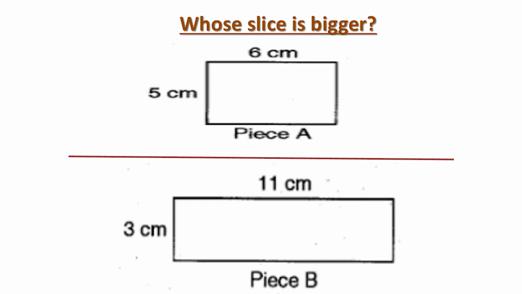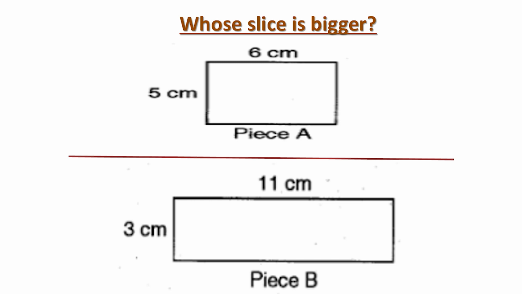We can count all the squares, but students, it's silly to count them all. Just multiply: 6 into 5 equals 30. So, the area of piece A is 30 cm square or 30 square centimeter.